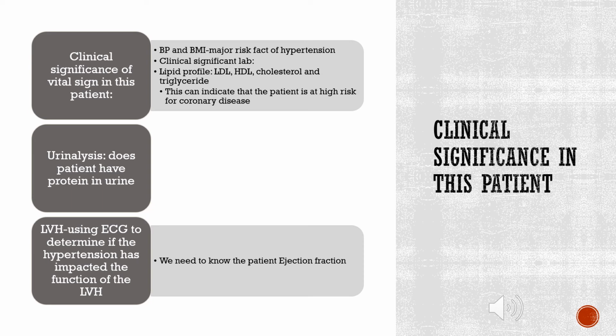His BMI is significant enough for me to consider whether he has other underlying issues that we're not really paying attention to. His blood pressure is pretty high. We want to do a urine analysis to make sure that this patient doesn't have protein in his urine, to make sure that his kidney is functioning properly.